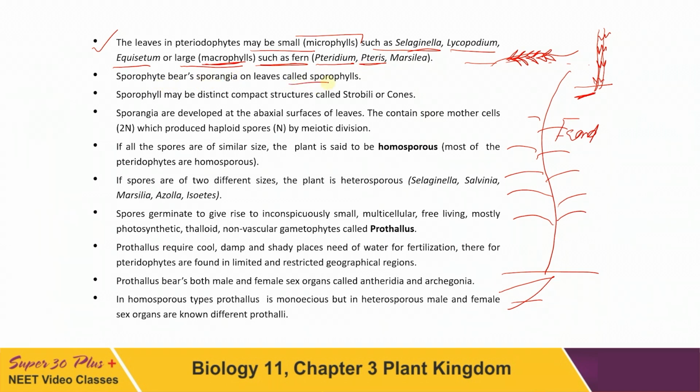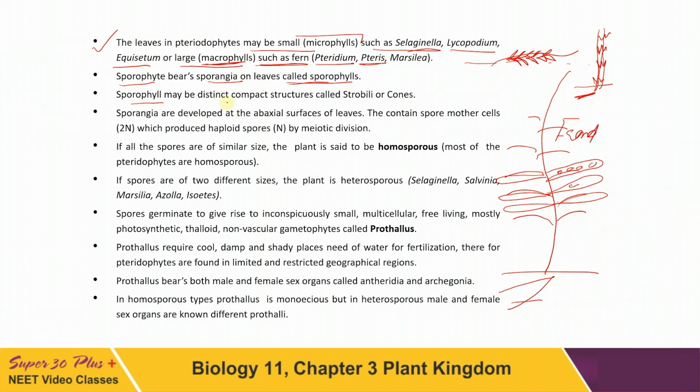You can see here, I'm taking an example of this. This is a leaf here. That is, the leaf is pinnately compound. This one is in case of fern. On the underside of this, it has sporangia, sporophyll. That is the vegetative leaves. When it has sporangia, it is known as sporophyll. This is the main plant, the sporophyte, and it bears sporangia on sporophyll.